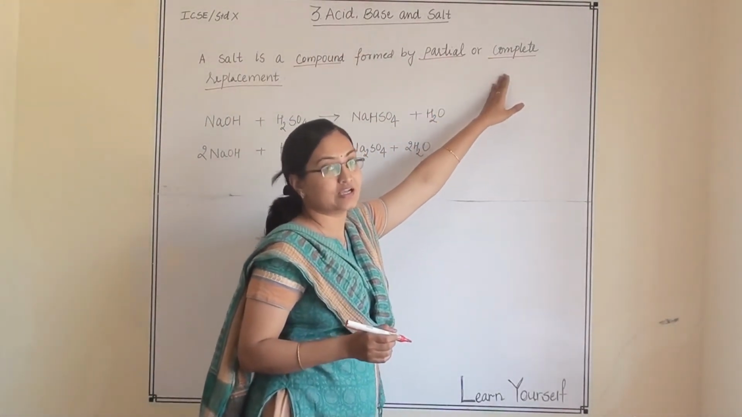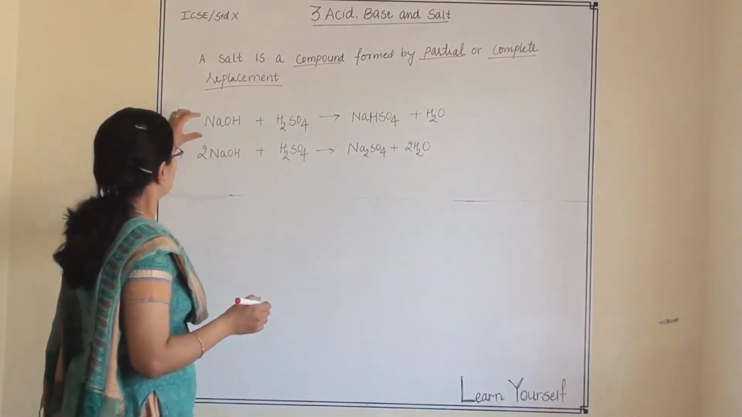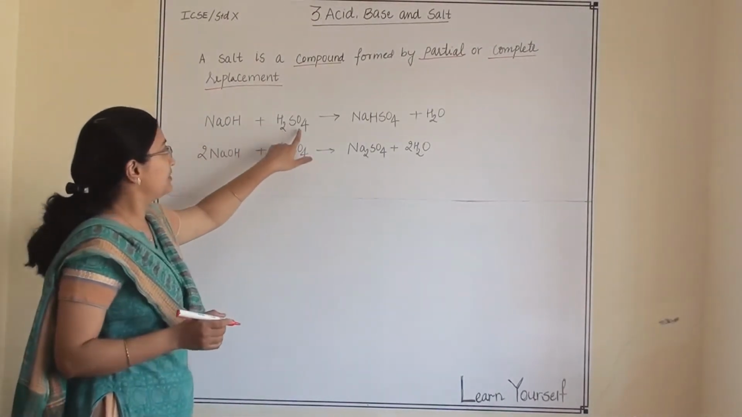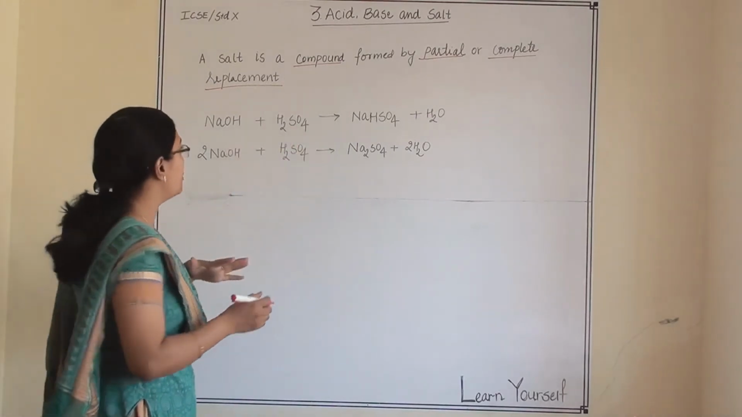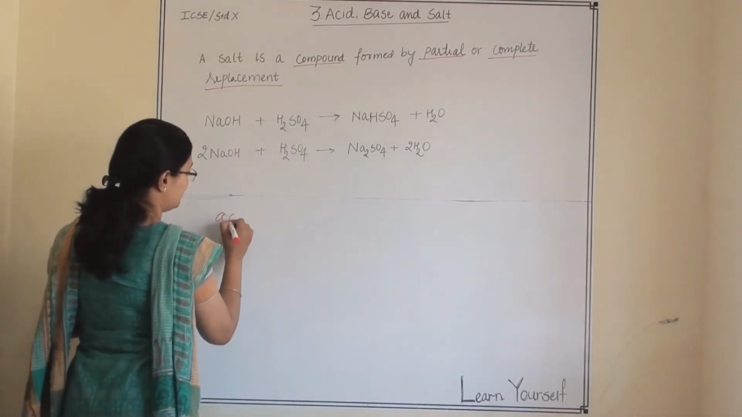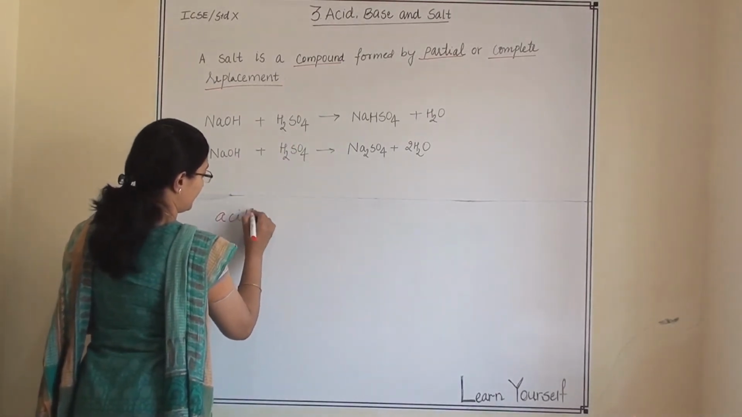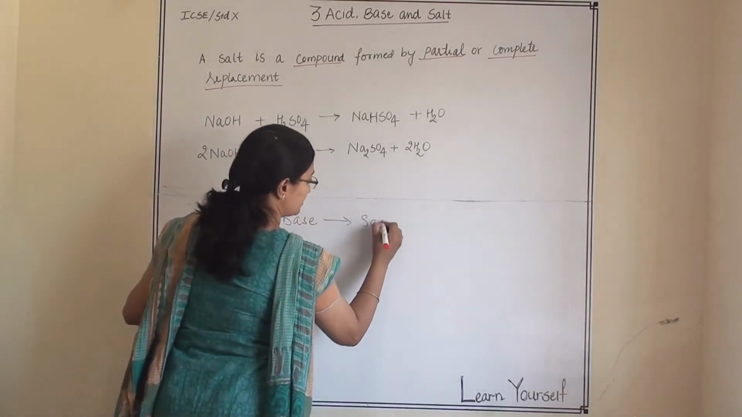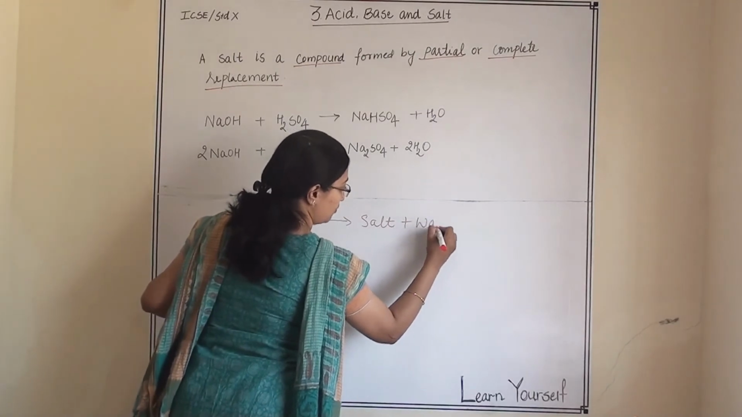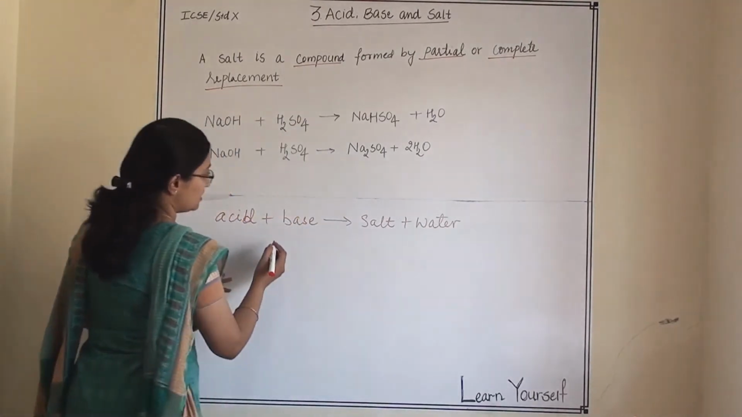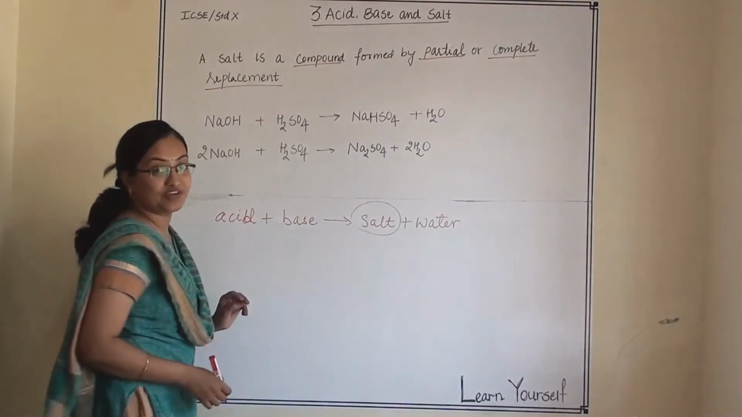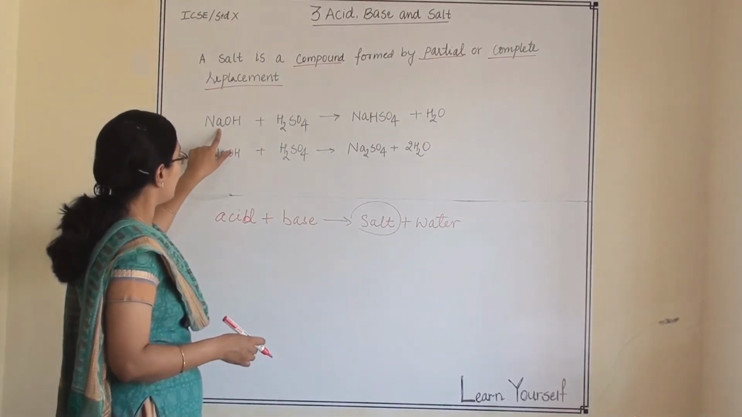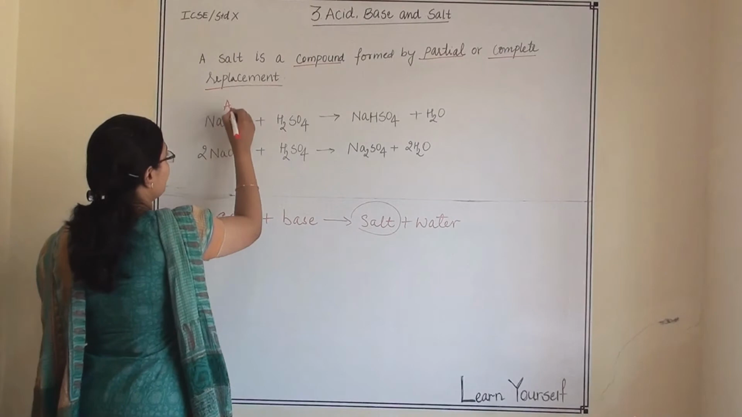So here one reaction we have: alkali plus acid. We know that when acid plus base react, we get salt plus water. So this salt we are discussing, that what is a salt. So here this is alkali or base.